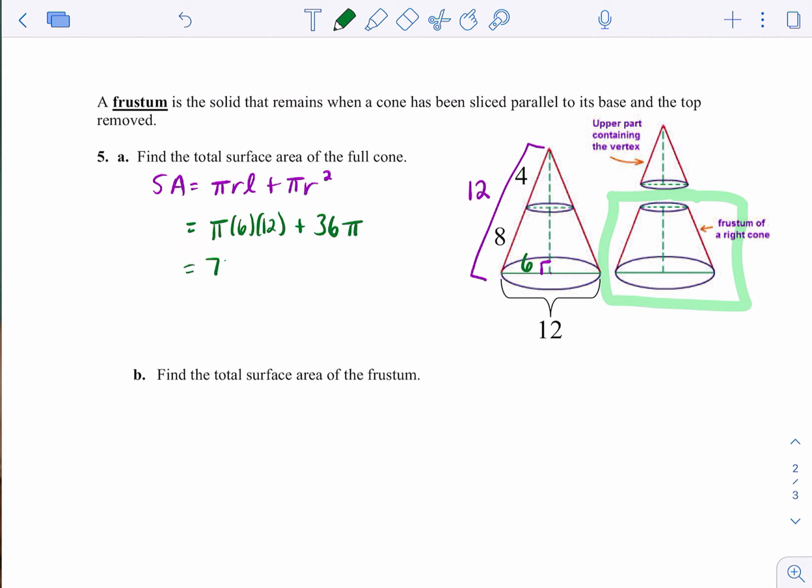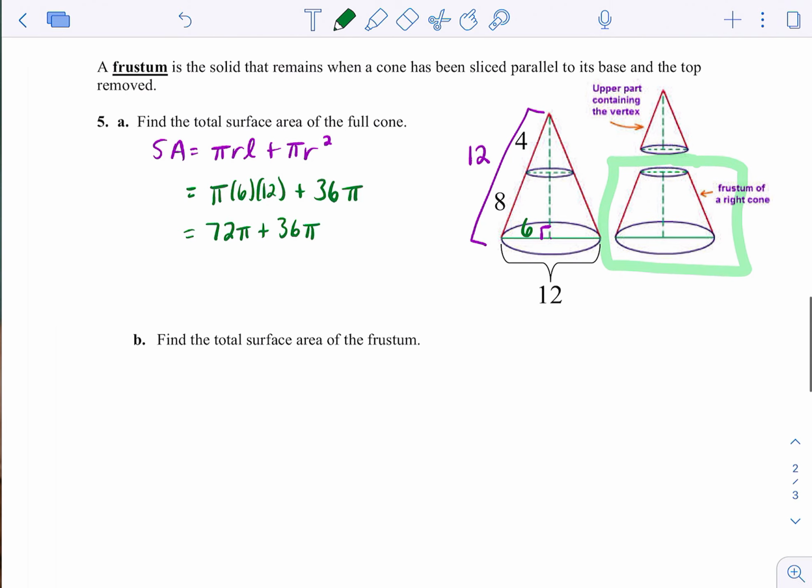That gives us 72 pi plus 36 pi. And that in total gives us a total surface area of 108 pi for the entire cone. All right, so it gives us a total surface area of 108 pi. And so then next, our task is to find the total surface area of that frustum.